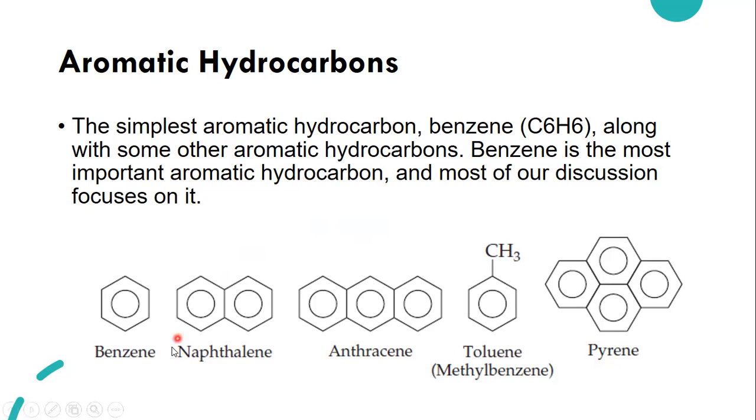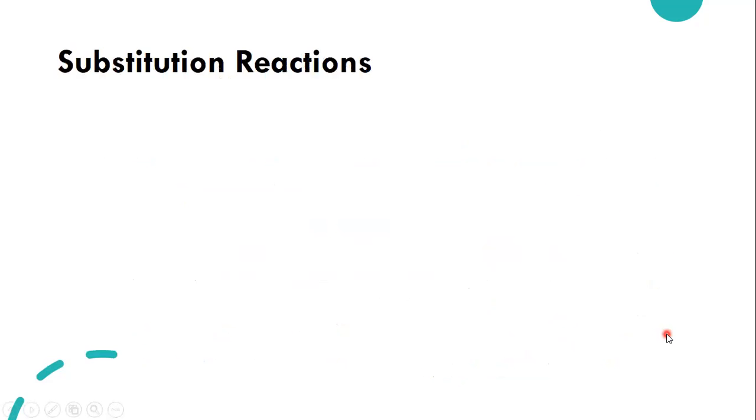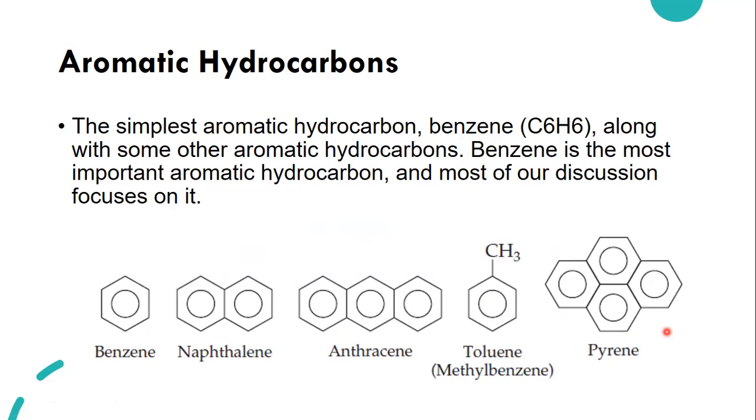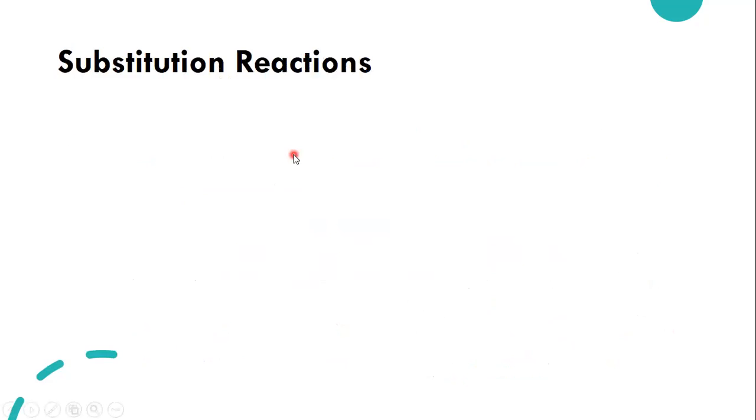So we have benzene, then the double ring, naphthalene, and the triple ring, anthracene. We also have toluene, where the benzene has a substituent group of methyl. Then we also have pyrene. All of these are aromatic hydrocarbons.